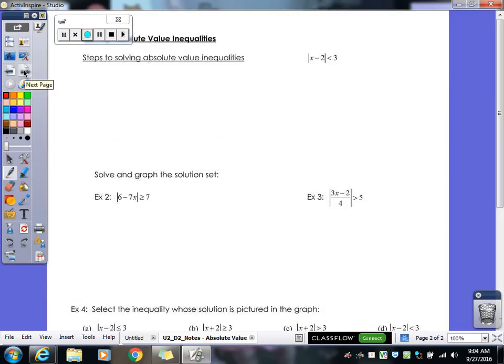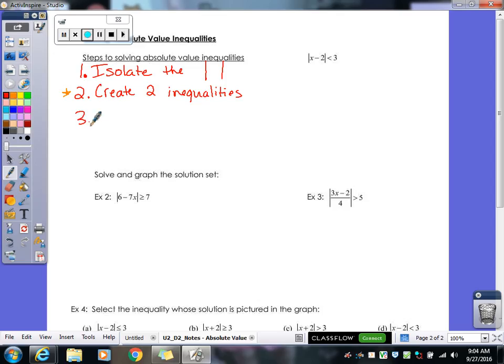Absolute value inequalities are just like our absolute value equations. There's just one extra step to it. So first, again, you want to isolate your absolute value. That's the same step as with our regular equations. Second step, you want to create your 2 inequalities. This is where the extra little step comes into play, and I'll show you when we do our first example over there. And then step 3, solve, and 4, check your answers, see if they work. We always need to do a check.